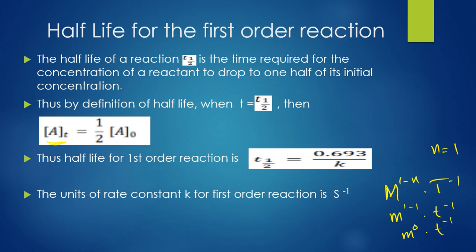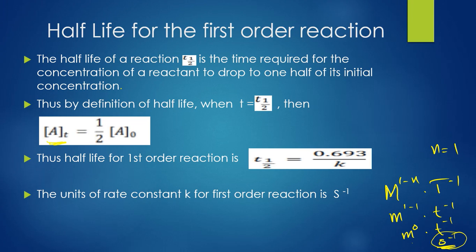But this t is in seconds, so time can be in days, in hours, in minutes, but here it's in seconds, so it's going to take this form. This is same as 1, so we're not having any constraint. So this one becomes the units for the rate constant for the first order.